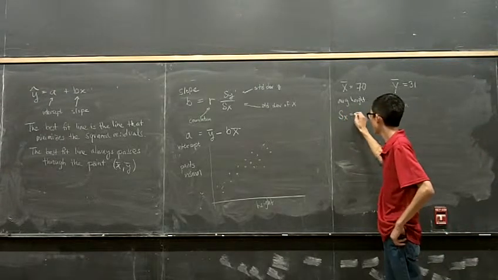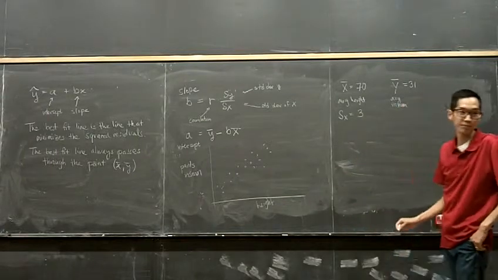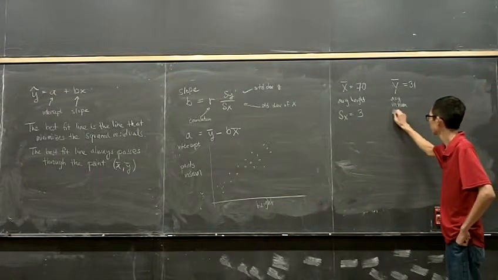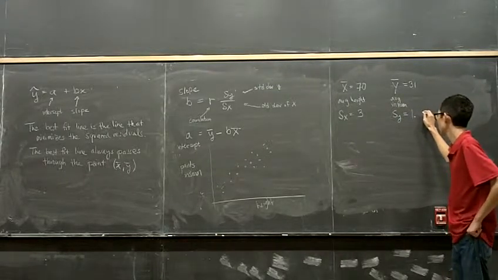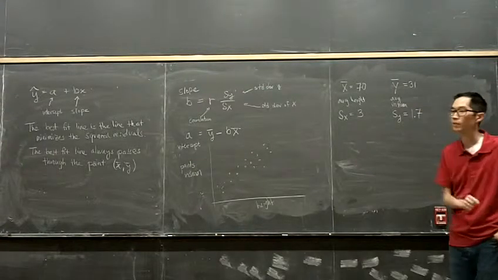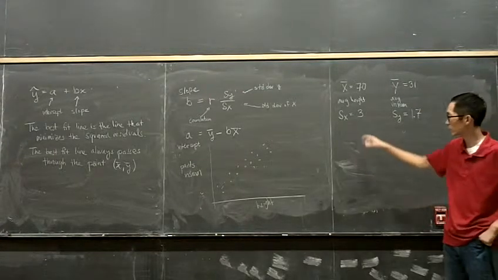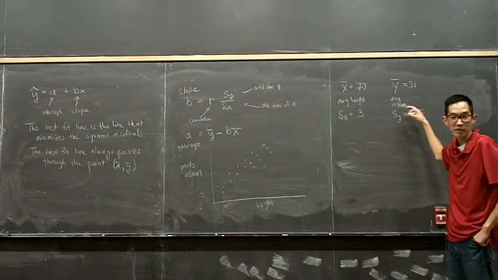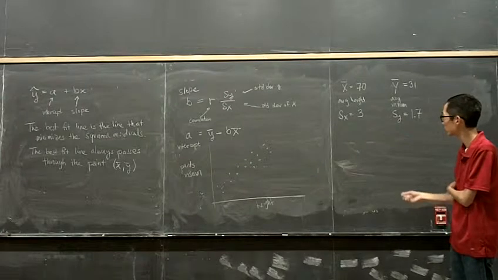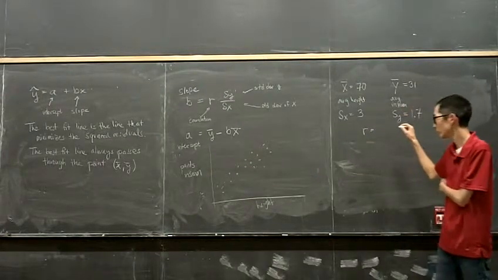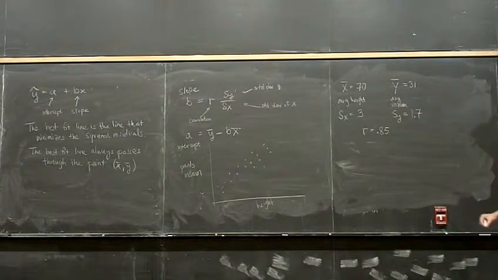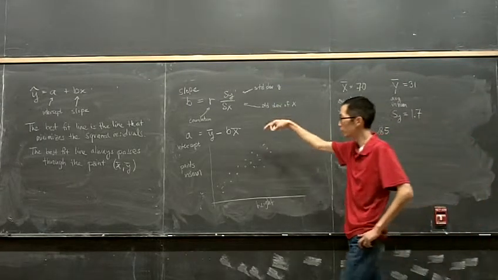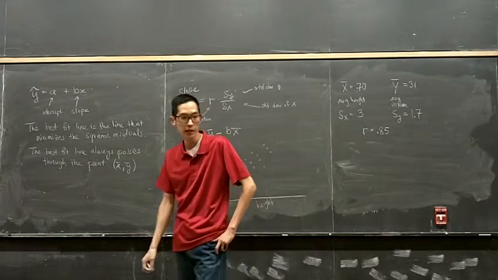Standard deviation of x, let's say, is 3. Standard deviation of y, let's say, is 1.7. This is the standard deviation of the heights, and this is the standard deviation of their inseam lengths. And r is the correlation. Let's say between these two, the correlation is 0.85. Go ahead and use these things to figure out what our line of best fit is.